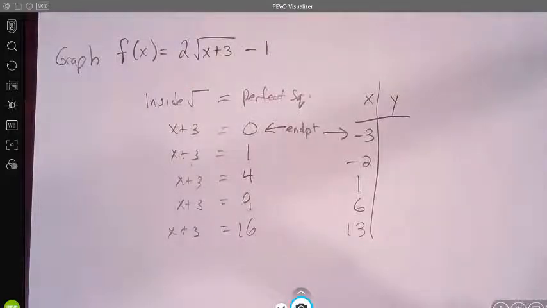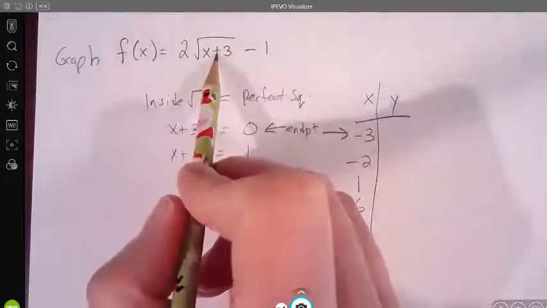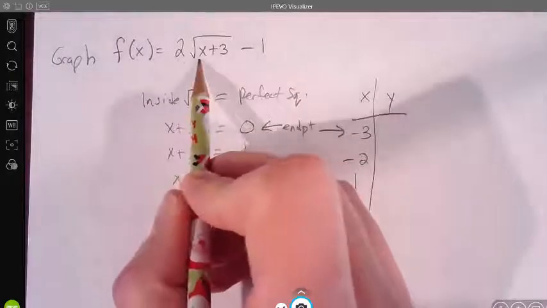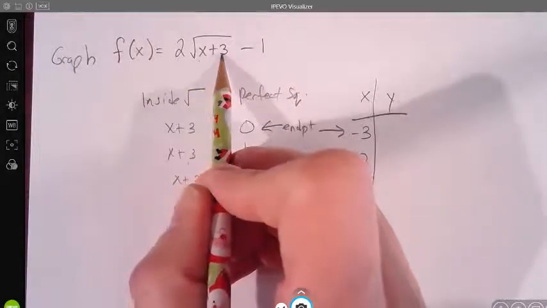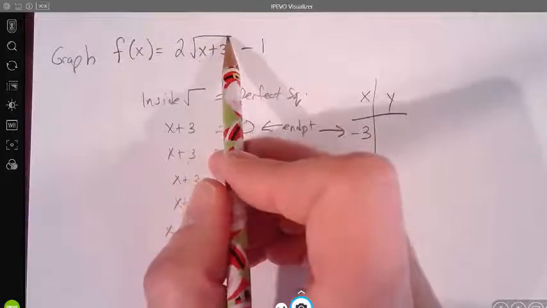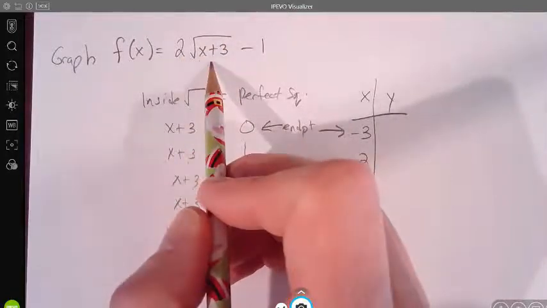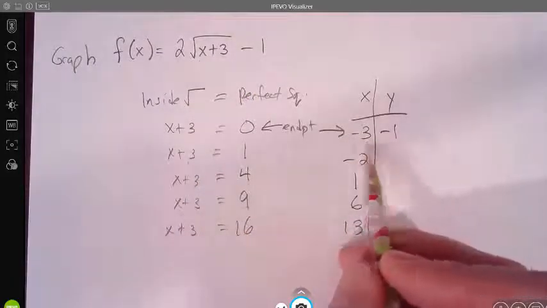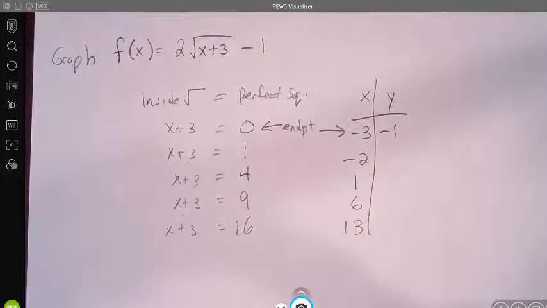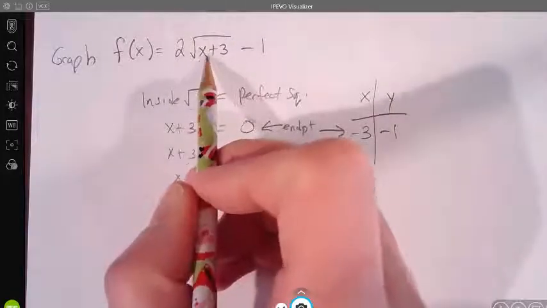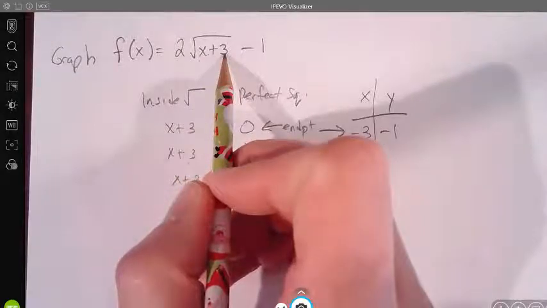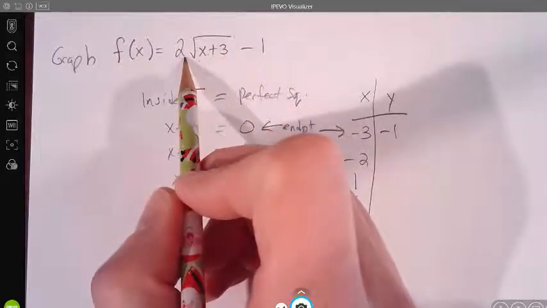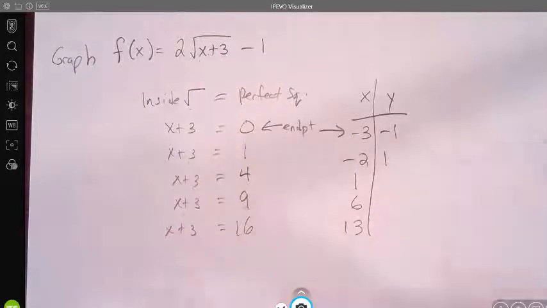To generate the y values, I simply plug the x coordinate in for x in the function. So negative 3 going in for x, plus 3 gives me 0. The square root of that is still 0. 2 times that is still 0. Minus 1 gives me negative 1 for my y coordinate. That's going to be the endpoint of this graph. If I sub in negative 2, negative 2 plus 3 is positive 1. The square root of that is still positive 1. Times 2 is now 2. Minus 1 is 1.